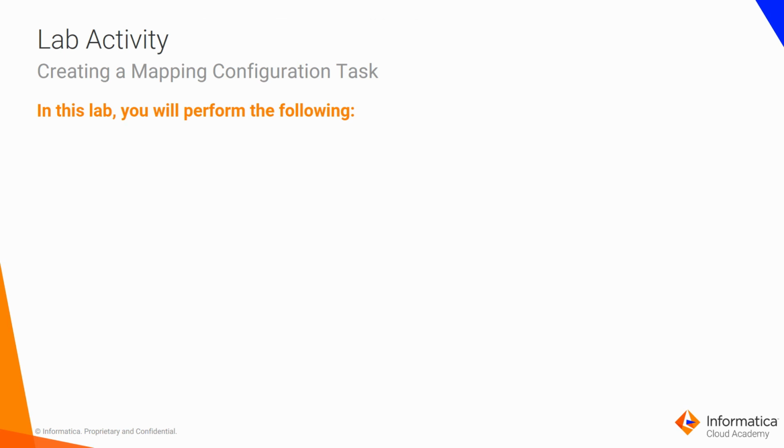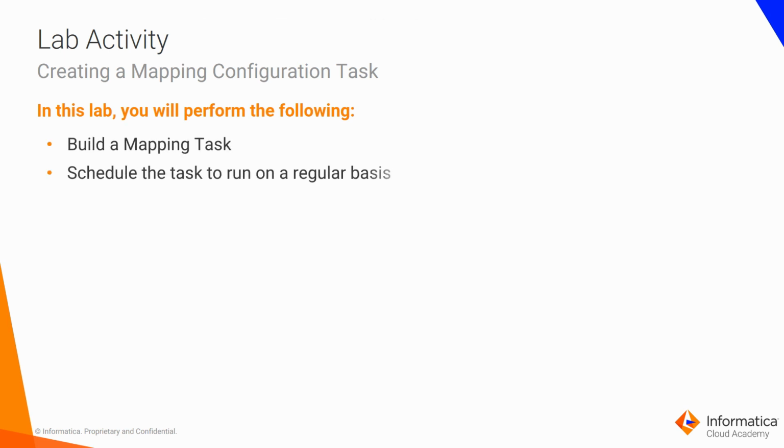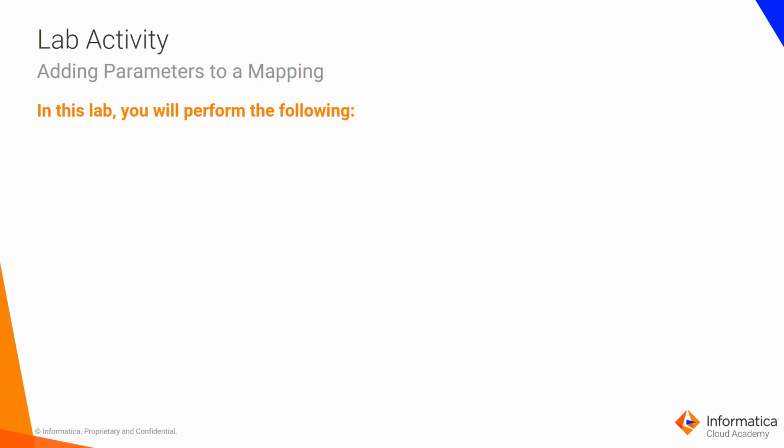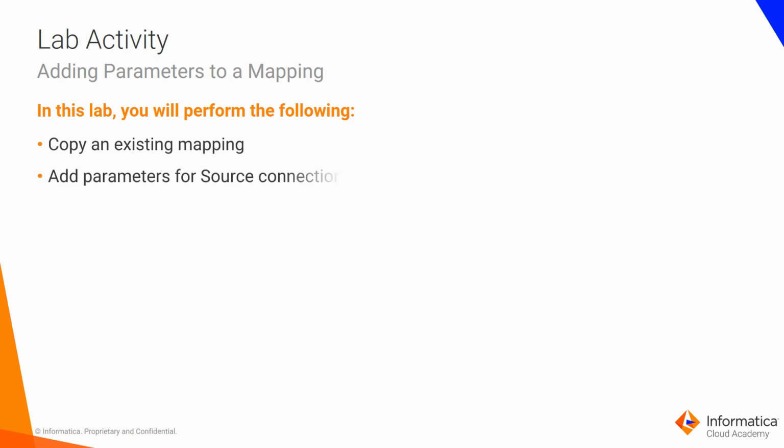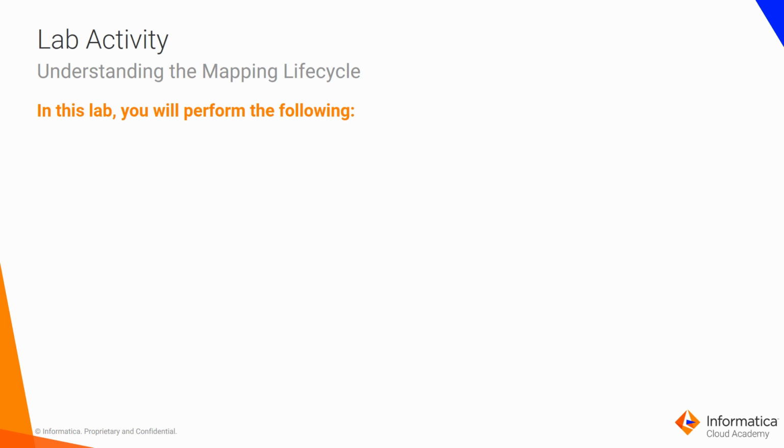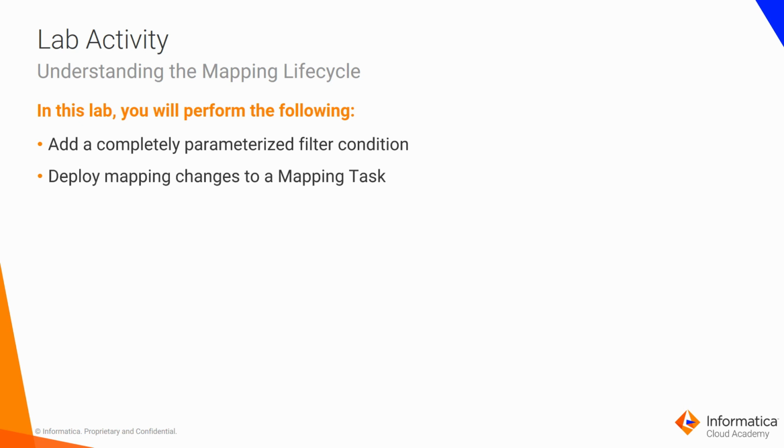This module has 3 labs. In the first lab, you will build a mapping task and schedule the task to run on a regular basis. In the second lab, you will copy an existing mapping and add parameters for source connection and object. You will also add parameters for filter condition. In the third lab, you will add a completely parameterized filter condition and deploy mapping changes to a mapping task.